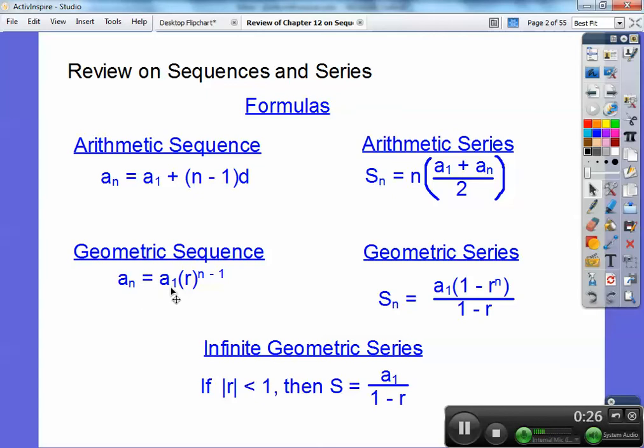Geometric, your nth term is your first term times your ratio, that's what r is, to the n minus 1 power, and the sum of your nth term, if it's geometric, is your first term times 1 minus r to the nth over 1 minus r. And if it's infinite, the absolute value of r must be less than 1. If it's not, then there's no sum, but if it is less than 1, and it's infinite, then it's the first term over 1 minus r.